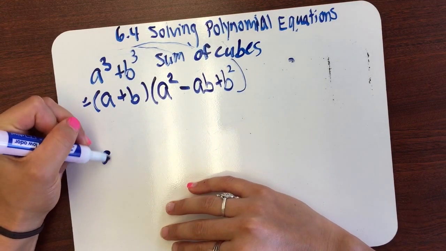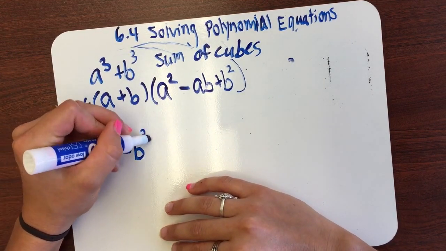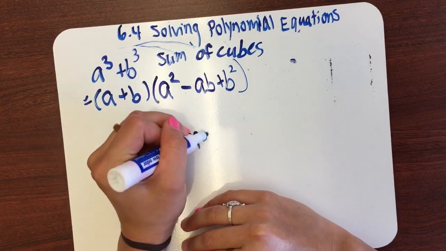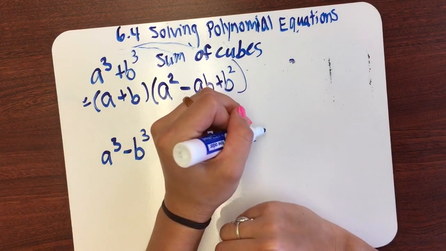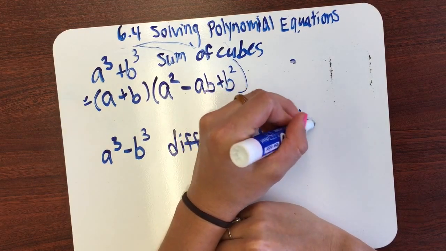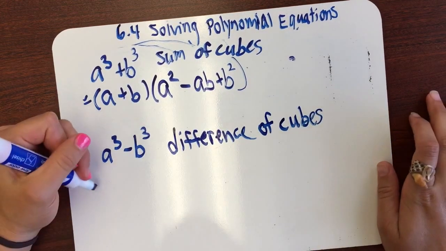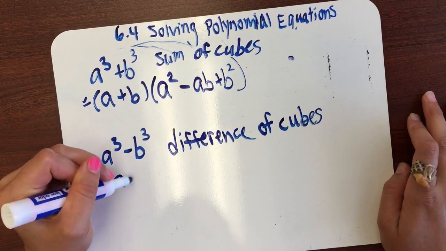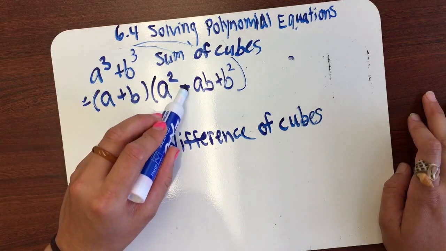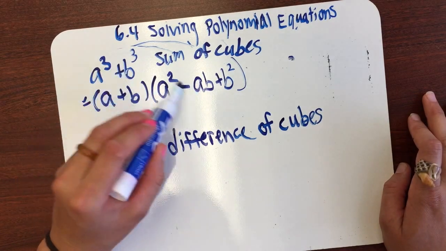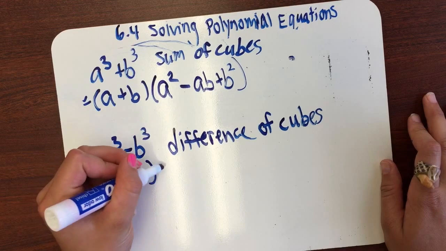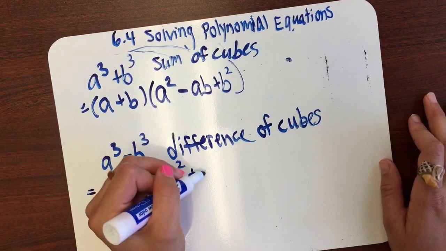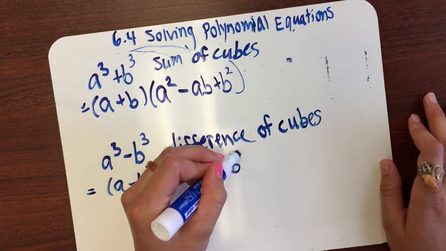And then we will also have a cubed minus b cubed, and we will therefore call that the difference of cubes. And this will be factored as, instead of a plus, now we have a minus, so a minus b. And then notice how this middle term here was the opposite sign. That's going to happen again, where we have a squared. So the opposite sign will be plus a times b plus b squared.